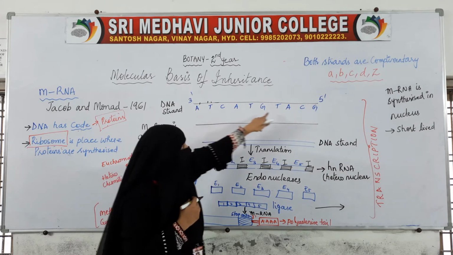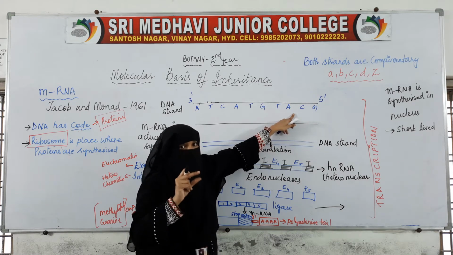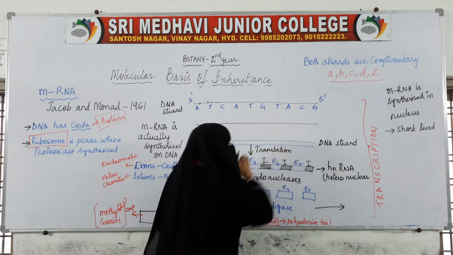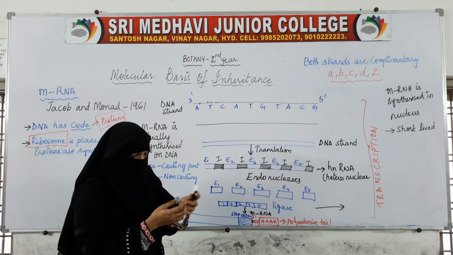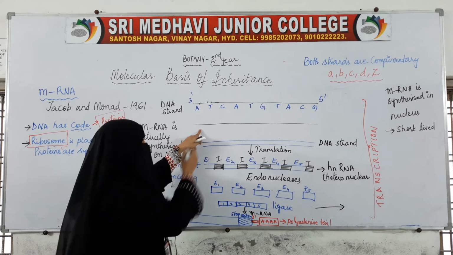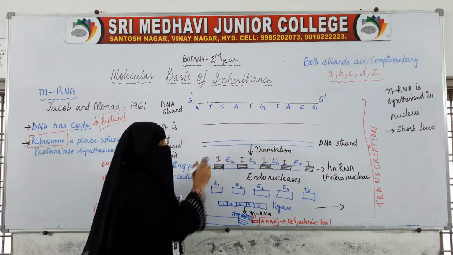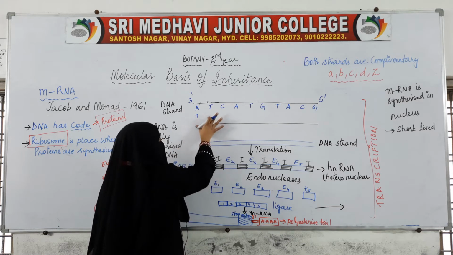This is the already existing DNA strand which has the code. On this strand, a new strand of RNA will be formed. When the new strand is formed, it will be complementary. I told you, A always pairs with T.